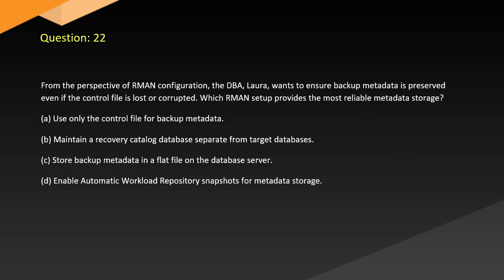Question 22. From the perspective of RMAN configuration, the DBA Aura wants to ensure backup metadata is preserved even if the control file is lost or corrupted. Which RMAN setup provides the most reliable metadata storage? A. Use only the control file for backup metadata. B. Maintain a recovery catalog database separate from target databases. C. Store backup metadata in a flat file on the database server. D. Enable automatic workload repository snapshots for metadata storage.